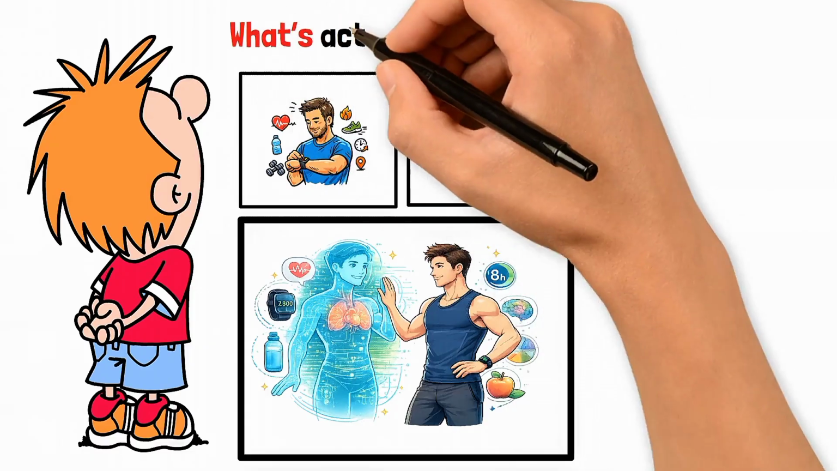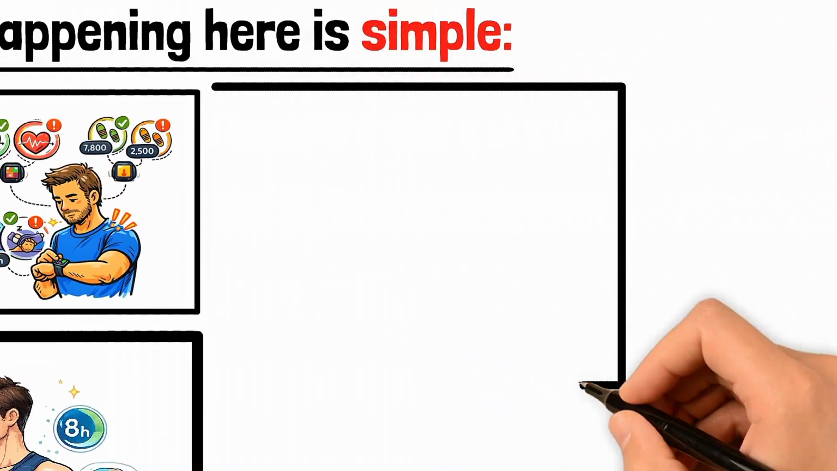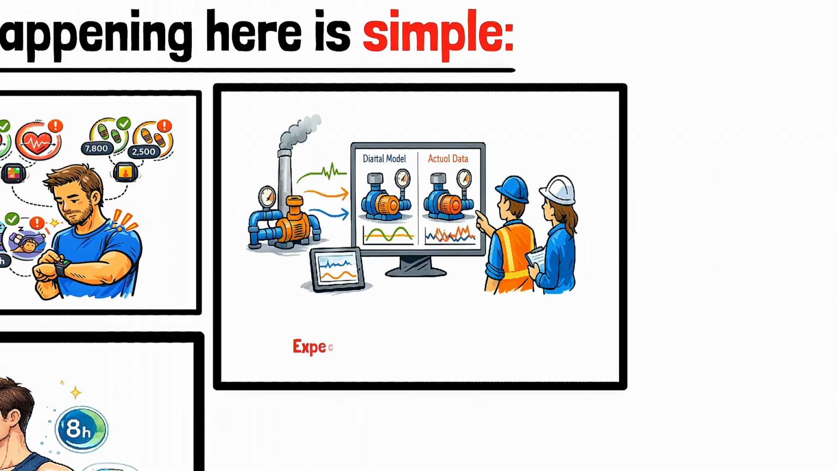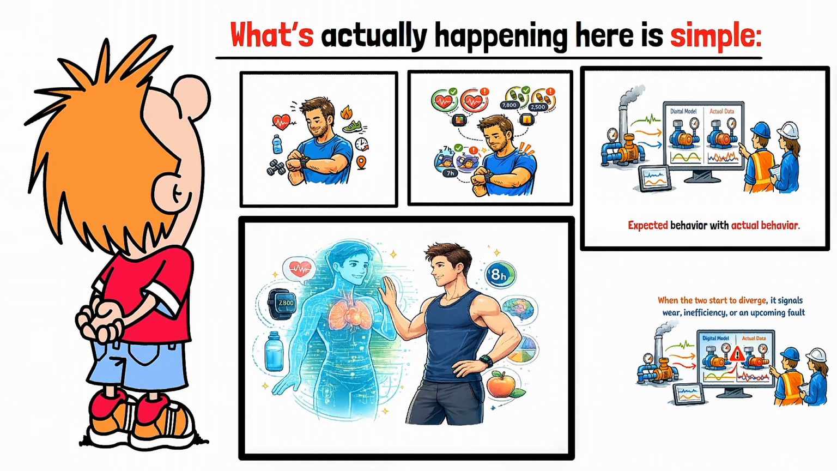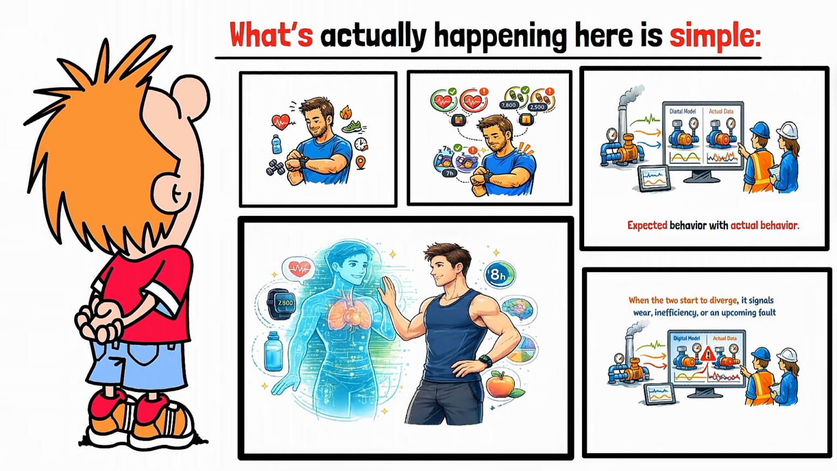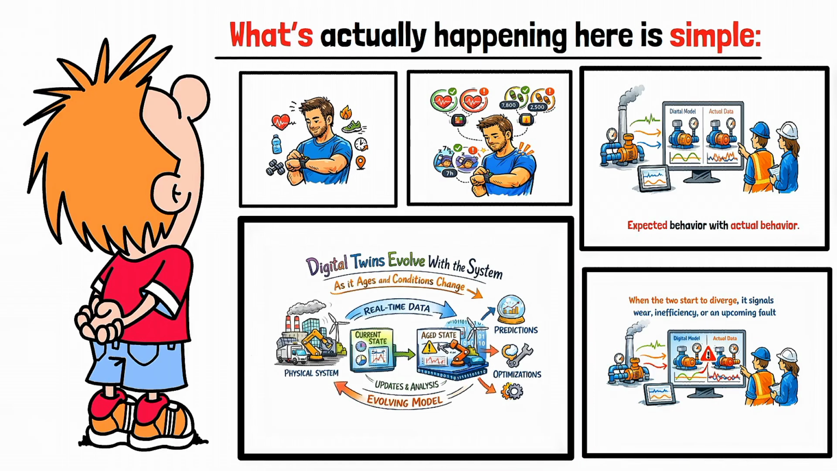What's actually happening here is simple. Sensor data from a real system continuously updates a digital model, allowing engineers to compare expected behavior with actual behavior. When the two start to diverge, it signals wear, inefficiency, or an upcoming fault. Unlike static simulations, digital twins evolve as the system ages and conditions change.